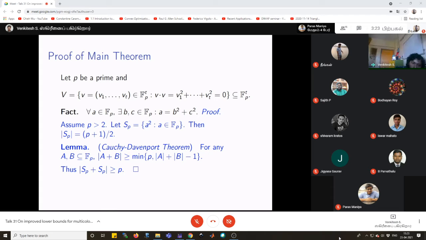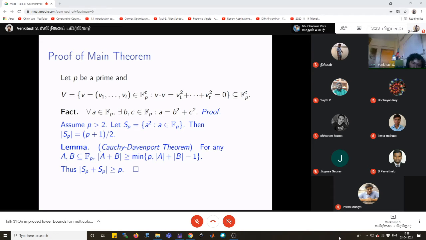So how do we use this? Well, the fact that we are looking to express an element as a sum of two squares essentially translates to asking whether an element belongs to the sumset Sp plus Sp. Simply by plugging in the parameters that we have, we get that the size of Sp plus Sp is at least p. But Sp plus Sp is a subset of Fp with size at least p, so it has to be the full set Fp. So every element is expressible as a sum of two squares.